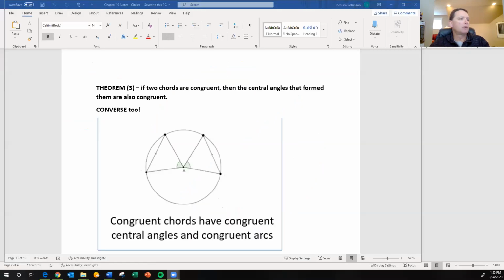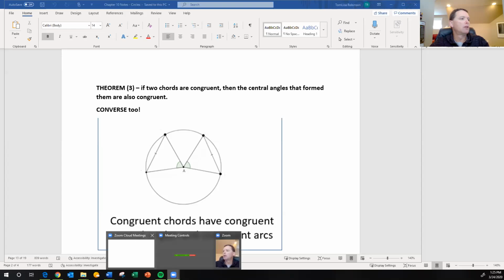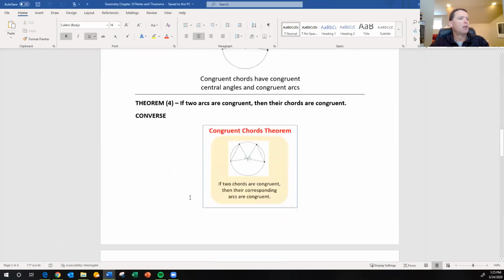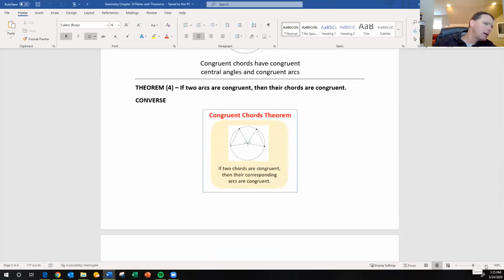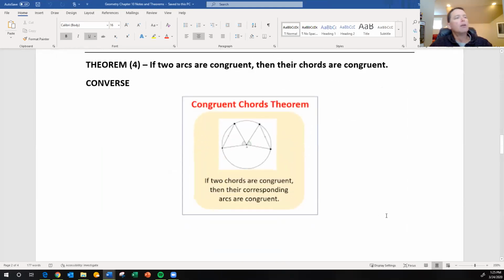I will go over to this one. Nope. We'll go here and let's think about this. This one now says we're going to connect, so we've connected central angles to arcs, central angles to chords, chords to central angles. This one's going to connect arcs to chords. So don't get hung up on this. It just says that if two chords are congruent, the arcs are congruent. If the arcs are congruent, the chords are congruent.